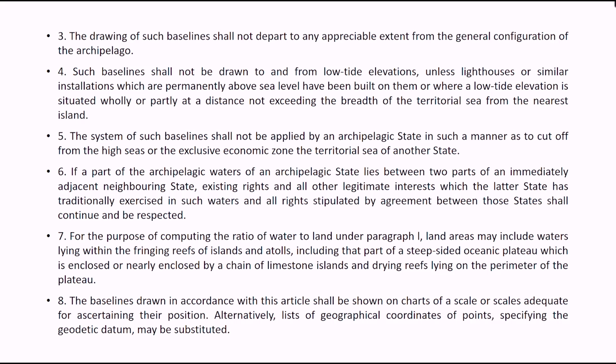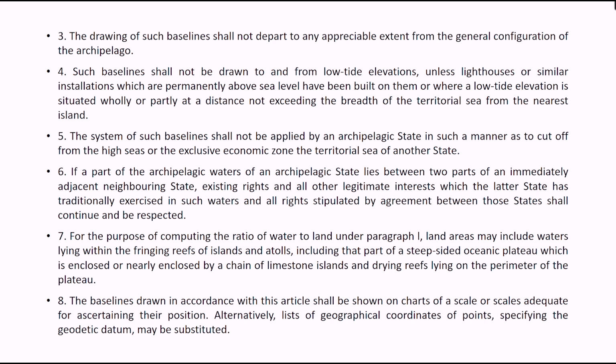Such baselines shall not be drawn to and from low tide elevations, unless lighthouses or similar installations which are permanently above sea level have been built on them, or where a low tide elevation is situated wholly or partly at a distance not exceeding the breadth of the territorial sea from the nearest island. The system of such baselines shall not be applied by an archipelagic state in such a manner as to cut off from the high seas or EEZ the territorial sea of another state.